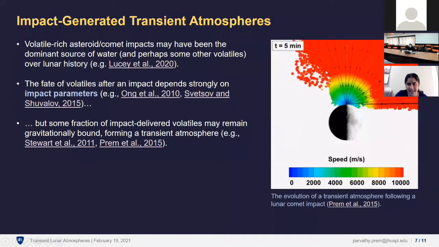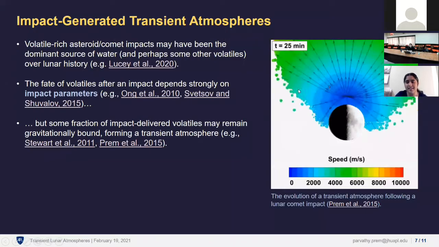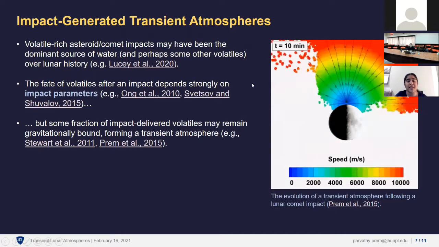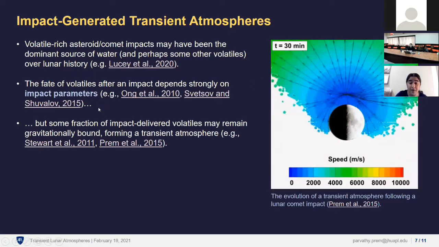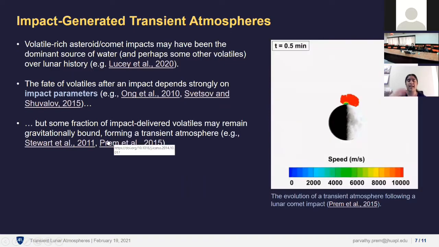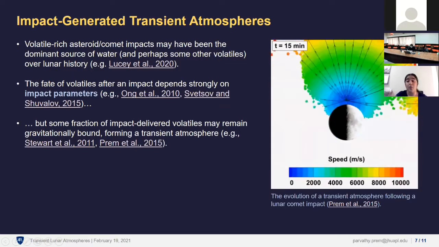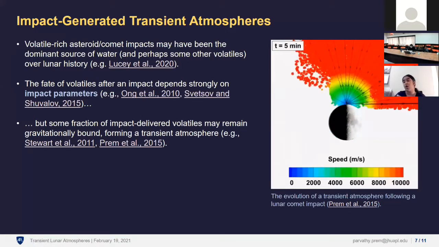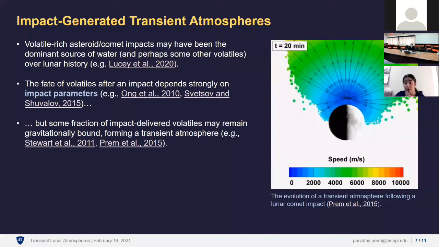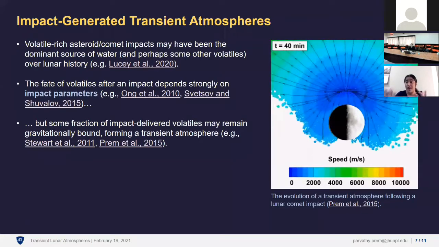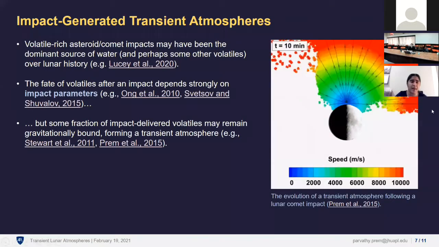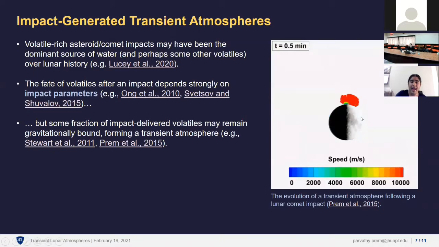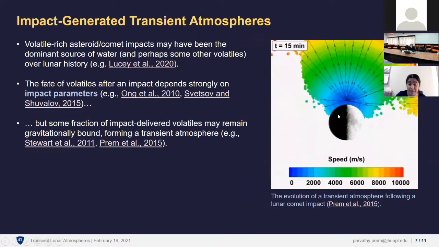So the reason I included the simulation in this slide is to drive home the point that what happens to the vapor really depends very strongly on impact parameters. The kind of atmosphere you get, how much of an atmosphere you get, depends strongly on things like how big was the comet or asteroid, how fast was it traveling, and what angle did it come in. Those impact parameters are really important. And those determine how much of that water remains gravitationally bound.